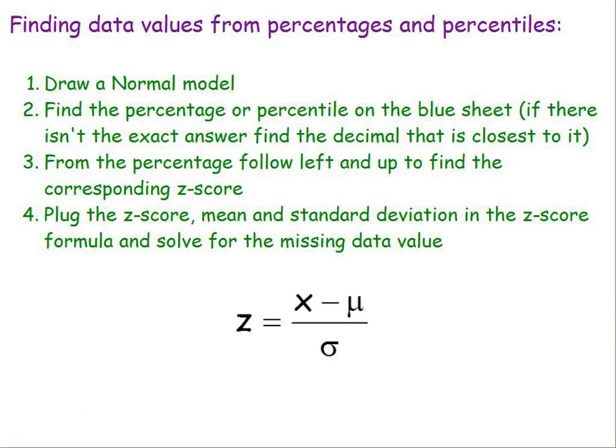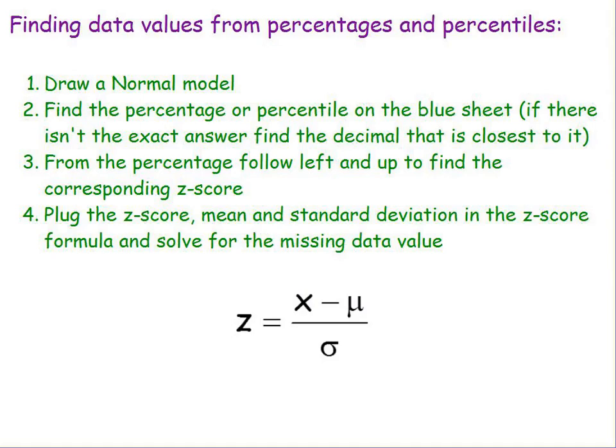In today's lesson on Chapter 6, we are actually going to be working backwards from what we were doing last class. Last class, I gave you the x value, and then you converted it to a z-score, and then you turned it into a percentage. Today, I'm going to be giving you percentages, and you're going to be finding the specific x values or data values that correspond to those.